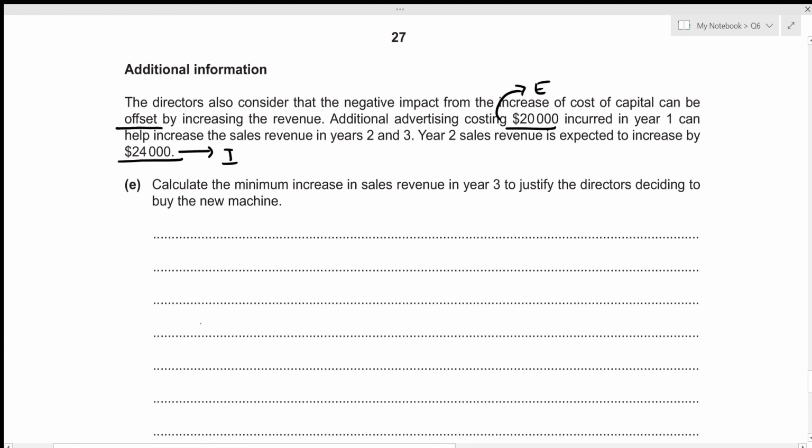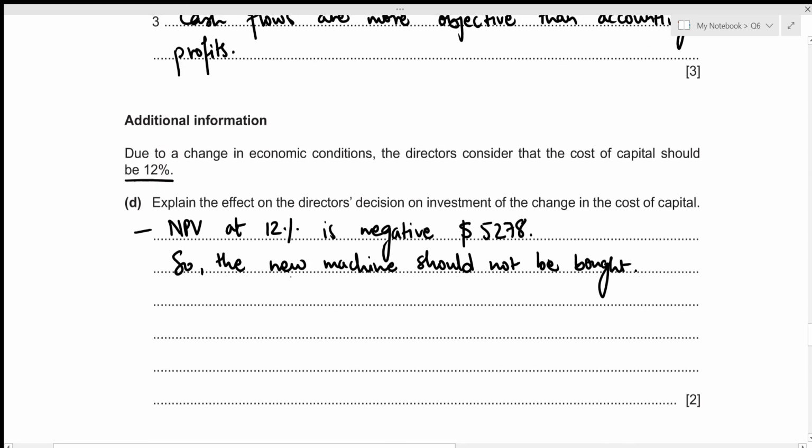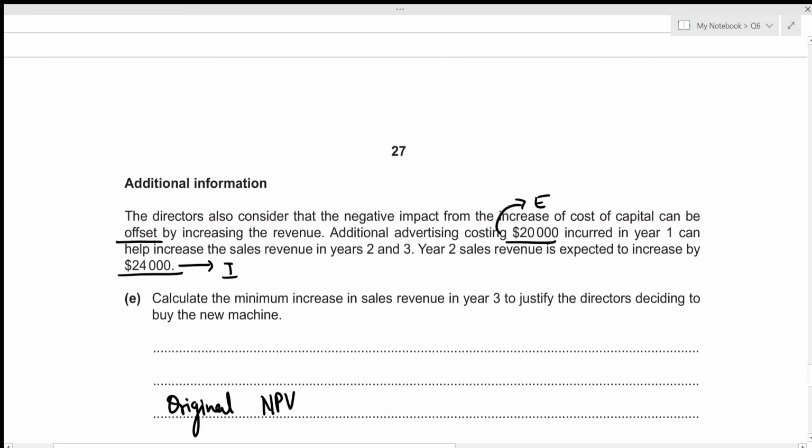Okay, now we need to calculate the minimum increase in sales revenue in year 3 to justify the directors deciding to buy the new machine. So what this question says is that we now require our new net present value to be that of 0, because we need to tilt our net present value from a negative amount to a positive amount, and 0 is better than a negative amount, right? And in order to do so, we can start with our original net present value at 12%, that we just figured out above to be negative 5,278. Let's start with this amount.